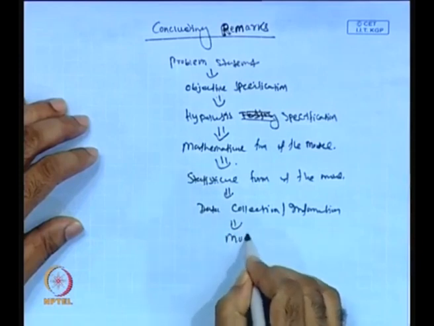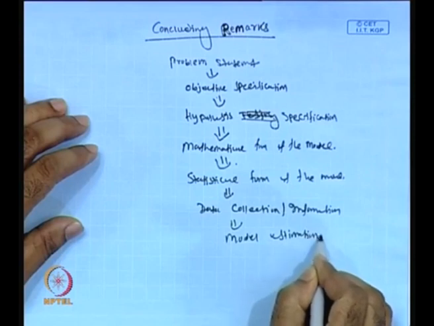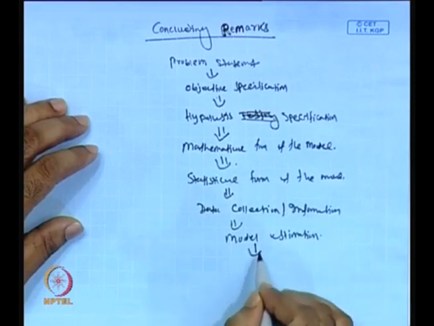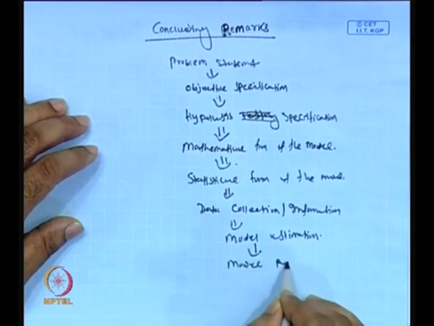Now, once you have the statistical form of the model, what do you have to do? You have to go for estimation. Before estimation you need information, and that is nothing but data. So data collection and information must be there. Then we have to go for model estimation, and then we have to turn to model reliability.